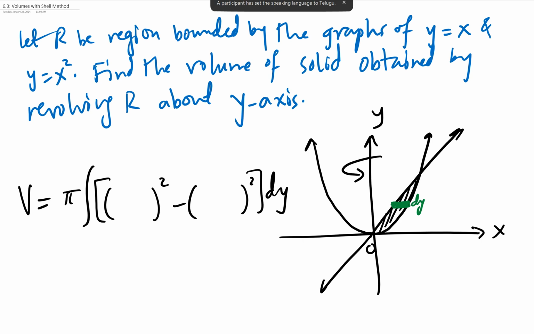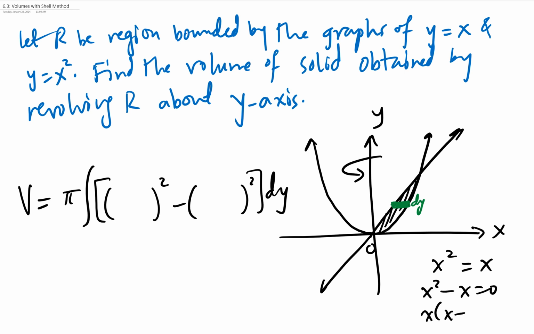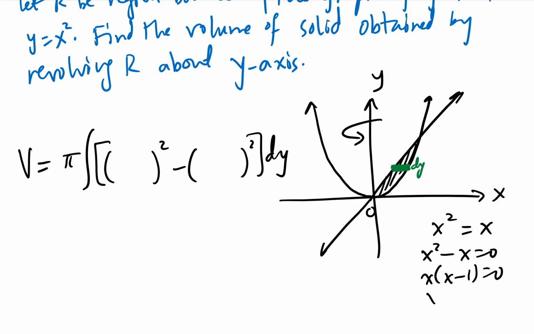If you set the two equations equal to each other and factor and solve, you would get x equals 0 or 1. So they intersect at 0 and 1, from 0 to 1. And then we need the outer radius minus the inner radius. The outer minus the inner. So this is the outer radius. This is the inner radius.